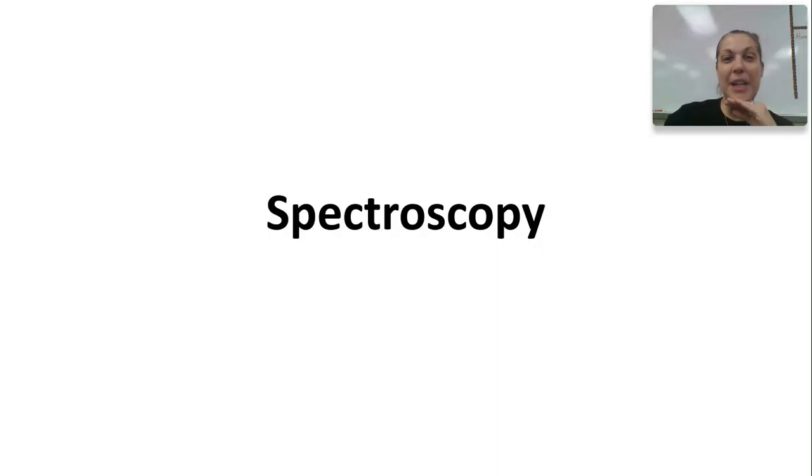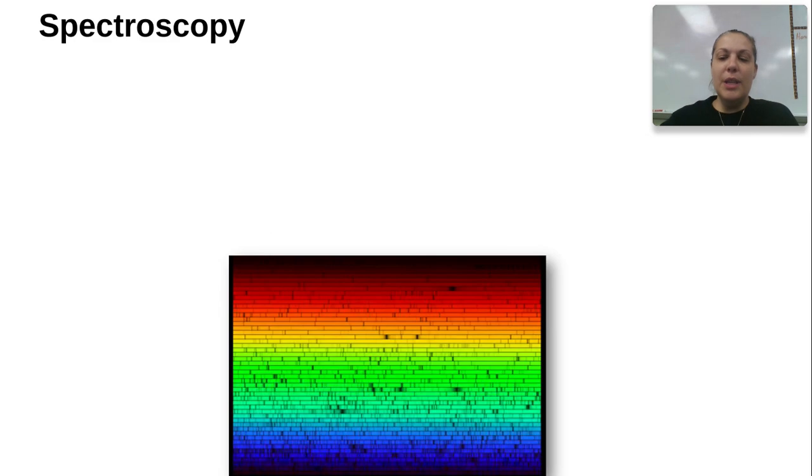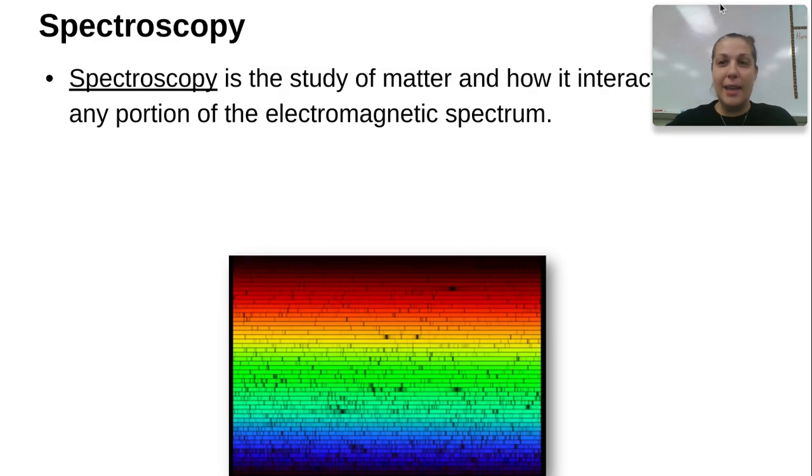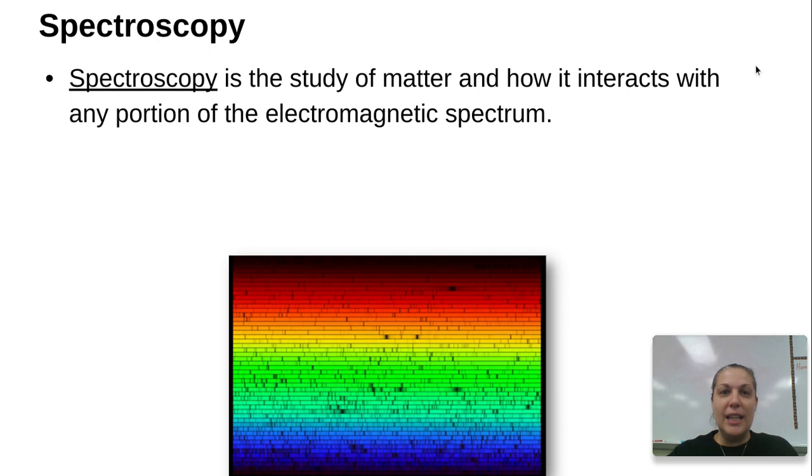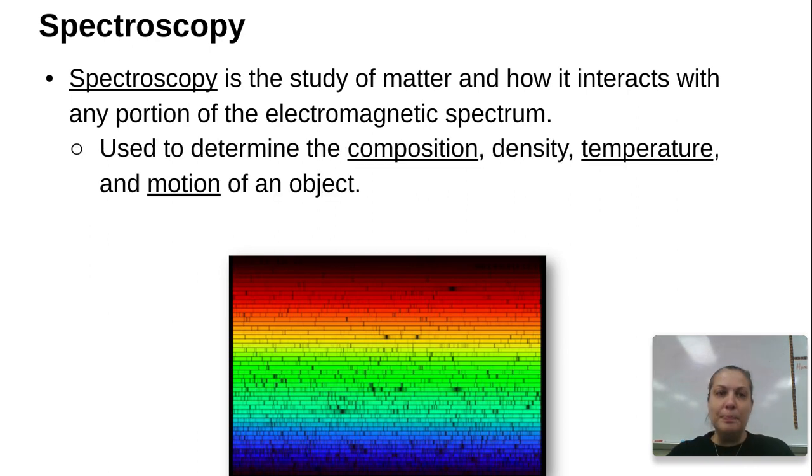Hi, everyone. All right, so we've talked about electromagnetic energy and its different properties. We've talked about the electromagnetic spectrum, which is the full range of all electromagnetic energy. Now let's talk about how we actually use this and obtain the information. So what we use is something called spectroscopy. And this is the study of matter and how it interacts with any portion of the electromagnetic spectrum. We're going to be looking mostly at the visible light part of the electromagnetic spectrum.